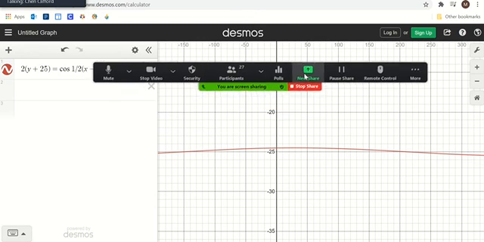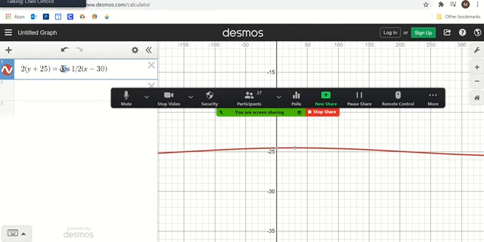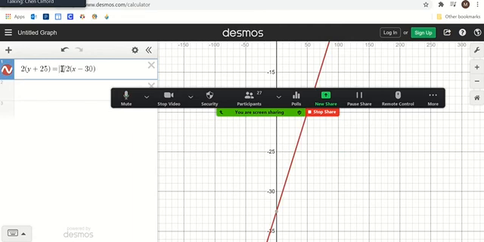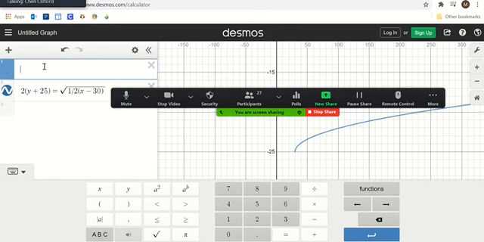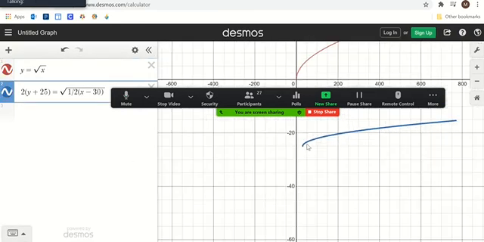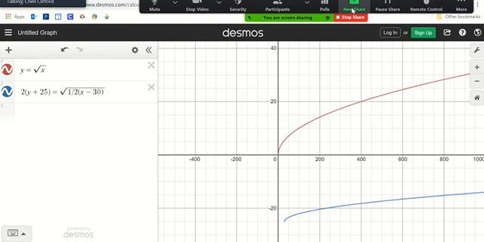Now, to make things visually easier while I teach you reflections, I'm going to change this to a square root function. So here's the parent square root function. Remember, the parent is like the original function. It looks like that. So the red is the original, the blue is after transformation.